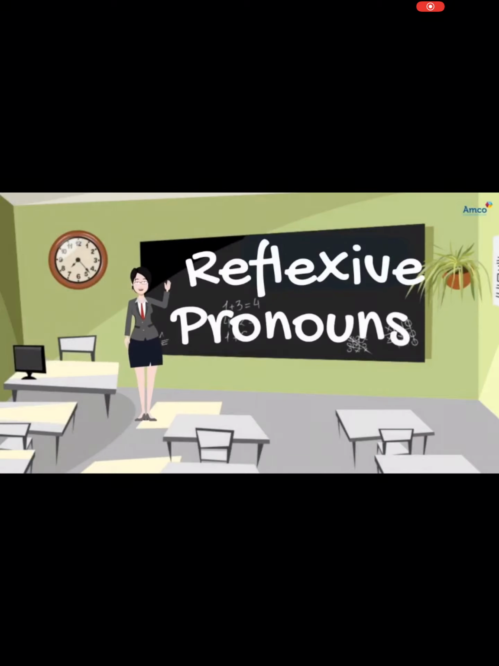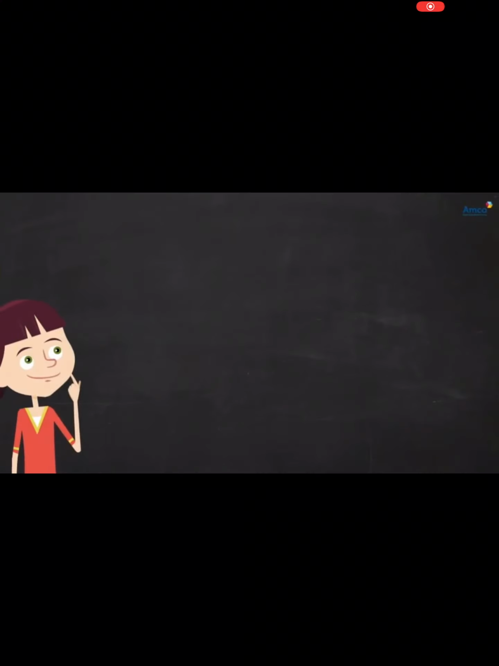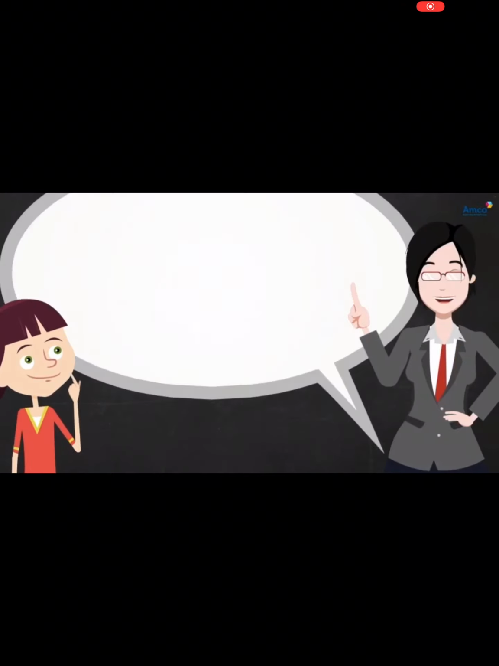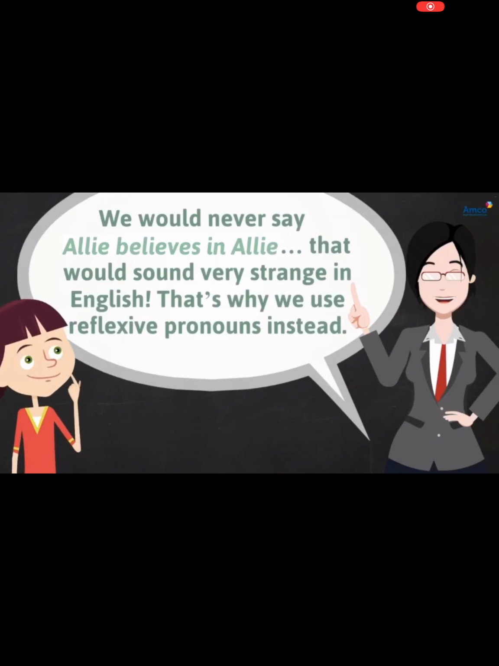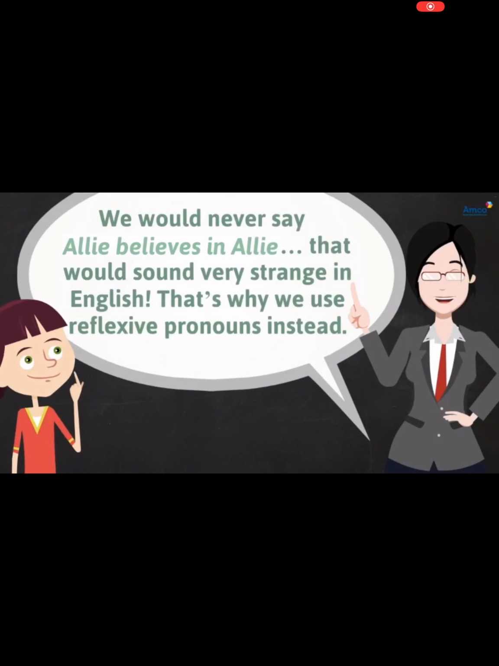Reflexive pronouns. Reflexive pronouns are words that are used when the subject and the object of the sentence are the same. Allie believes in herself. We would never say Allie believes in Allie. That would sound very strange in English. That's why we use reflexive pronouns instead.